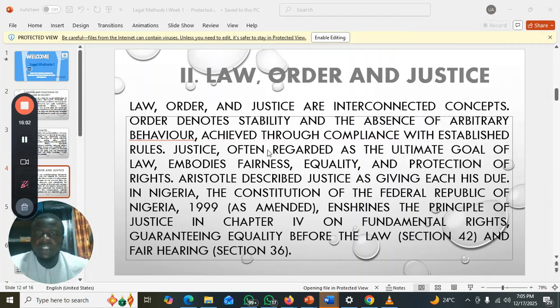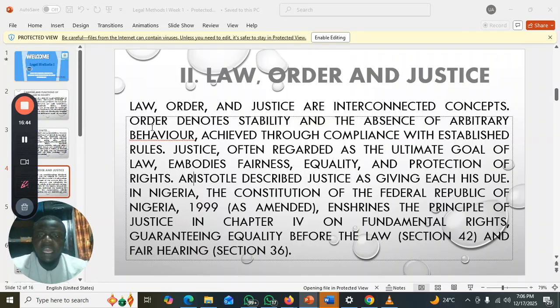Okay, just like I was saying, justice is often regarded as the ultimate goal of law, meaning what law wants to achieve is justice, right? How do we do justice? It embodies fairness, equality, and protection of rights. Do you understand? So that's how justice is done. Then according to Aristotle, he described justice as giving each his due. That's what everybody deserves. That's justice according to Aristotle. Do you understand? And also, the Constitution of the Federal Republic of Nigeria, as amended, enshrined the principle of justice in Chapter 4 on fundamental rights, guaranteeing equality before the law. So even the Constitution has guaranteed that everybody will have justice and equal treatment before the law.